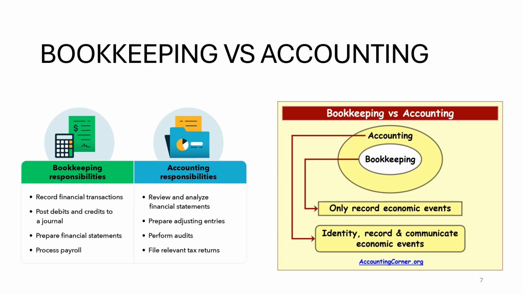financial statements. Common examples of bookkeeping include recording financial transactions, posting debits and credits to a journal, preparing financial statements, processing payroll, and so on. On the other hand, accounting activities include reviewing and analyzing financial statements, preparing adjusting entries, and performing audits. Without bookkeeping, accountants would not be able to provide business owners with the insight they need to make informed financial decisions.